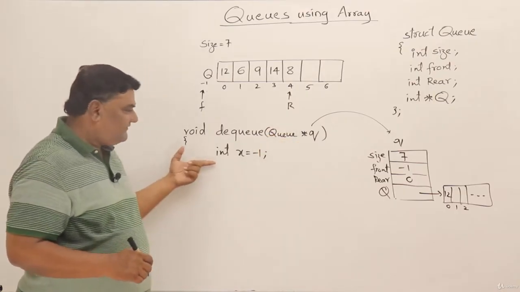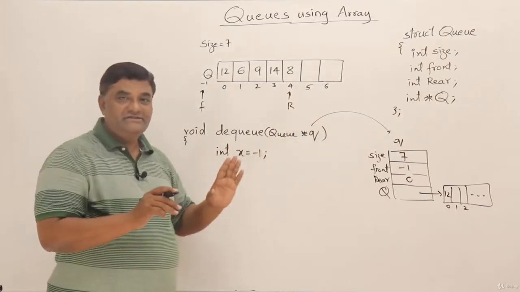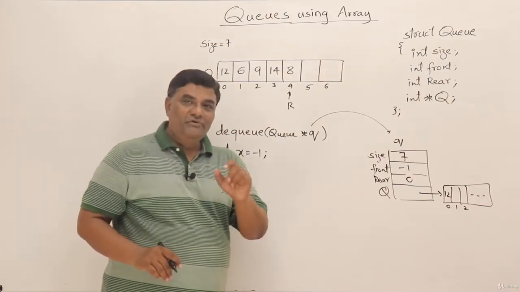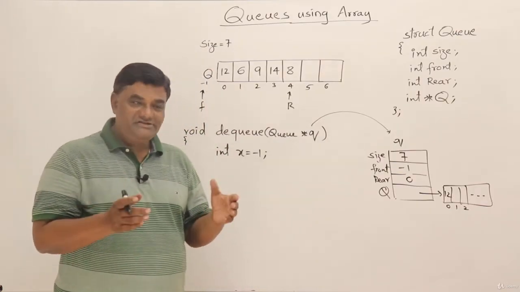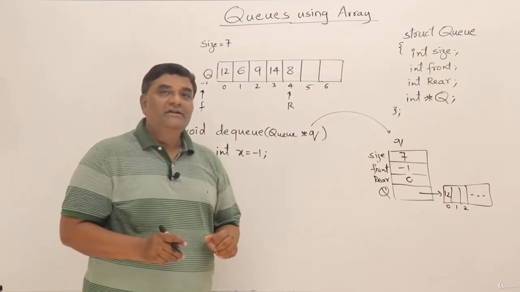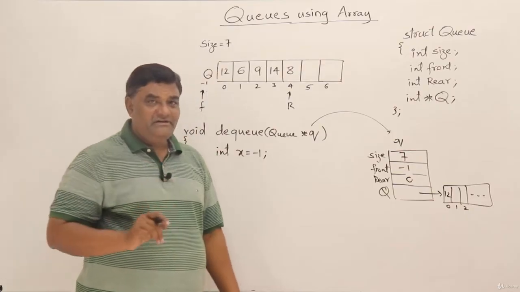Now for deleting, I have taken some variable x and it is initialized to -1. Now let us write down the steps. Before deletion, what do I have to do? Before deletion, check whether there are some elements or not. If there are no elements, we cannot delete. So when there are no elements, it means it is empty.